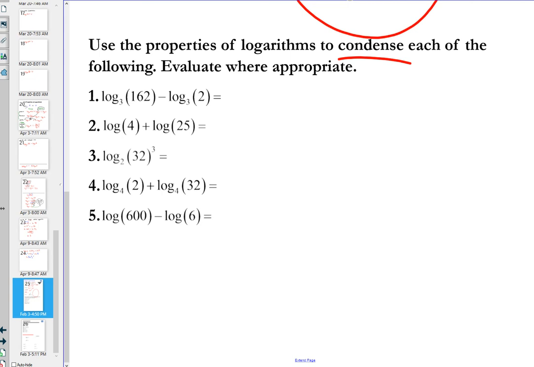So how would I condense the first one? Quotient. We have the same base, they both have a 1 in front, so we would use the quotient property. This becomes log base 3 of, you divide, and when you divide, it has to be the positive log divided by the negative log. Because if the 2 were here and the 162 here, it would have to be 2 over 162. But with 162 divided by 2, that gives you 81. I have now condensed. There's nothing else I can do to condense.